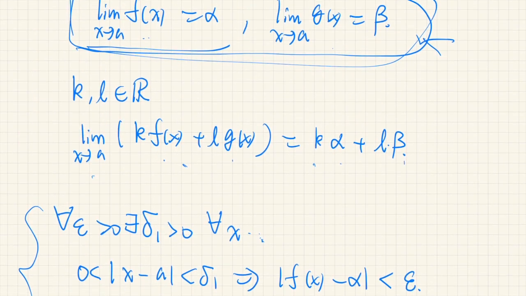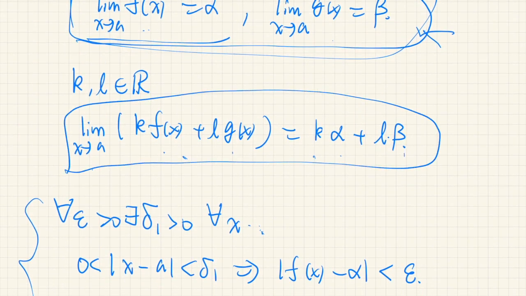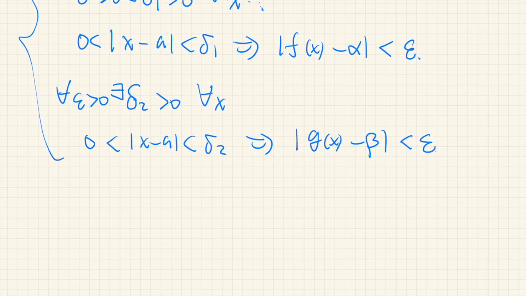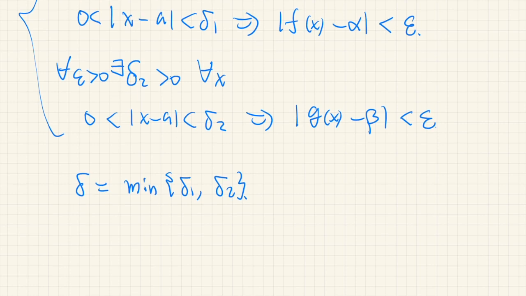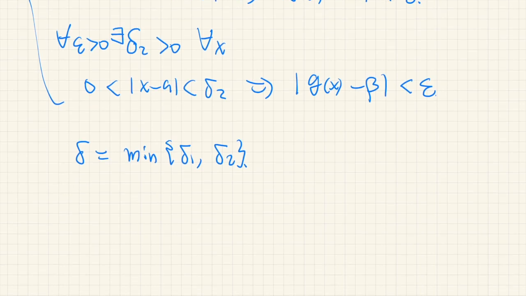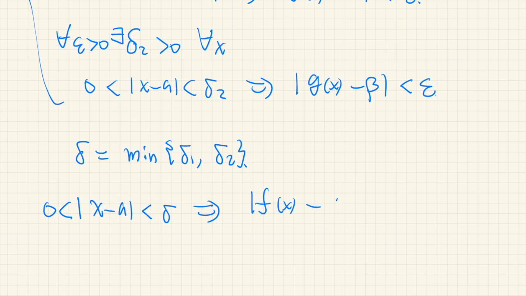These are the consequences of our assumption, and from this we derive the following. Let's define delta as the minimum of delta 1 and delta 2. So if the difference between x and a is between 0 and delta, then we have both: f of x minus alpha is less than epsilon, and g of x minus beta is less than epsilon.